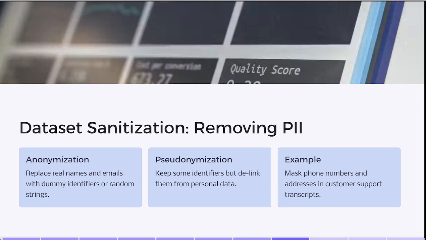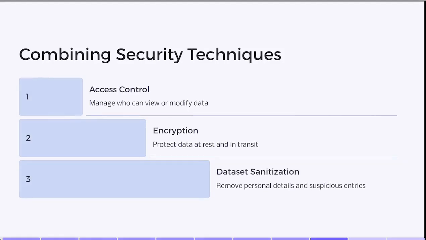For example, suppose you are training a language model on customer support transcripts. Remove or mask phone numbers, addresses, and any specific personal details. This reduces legal liability and respects user privacy. You'll also want to filter out suspicious or unauthorized data entries. Perhaps someone uploaded copyrighted material or data that's outside your authorized usage scope.